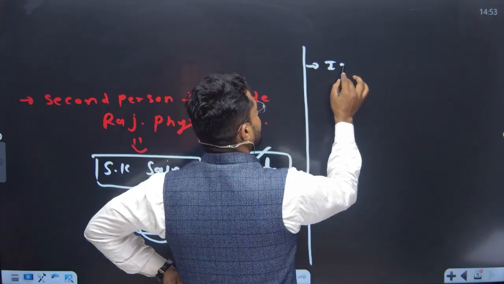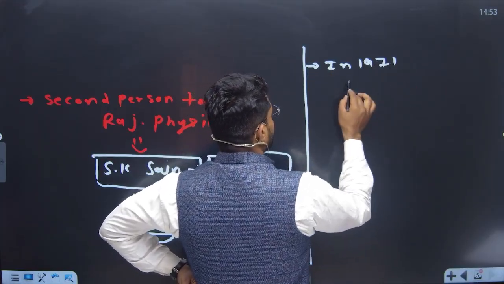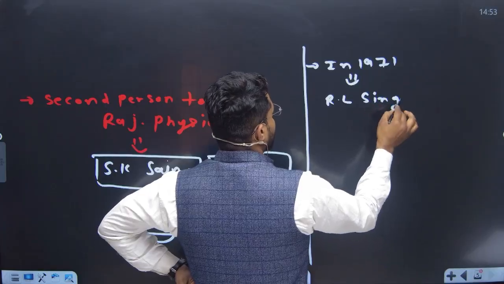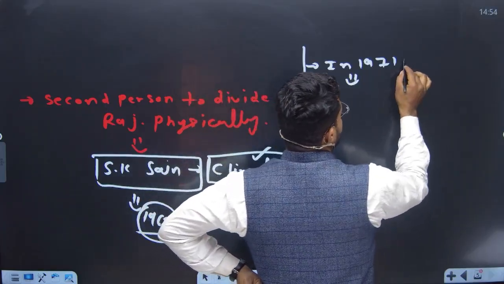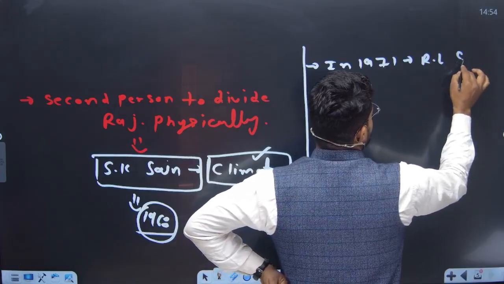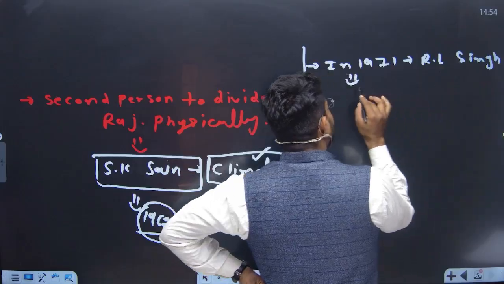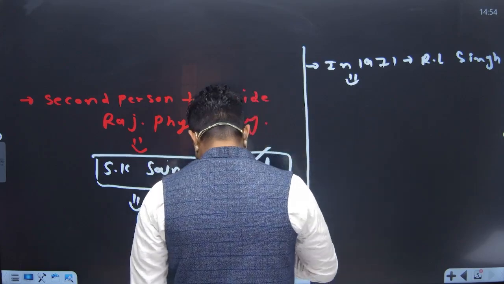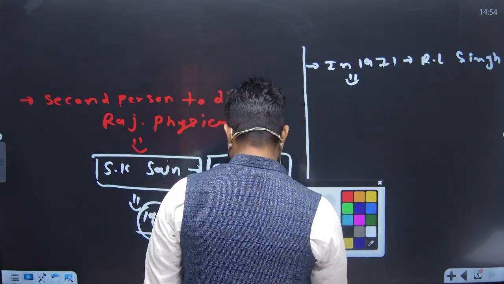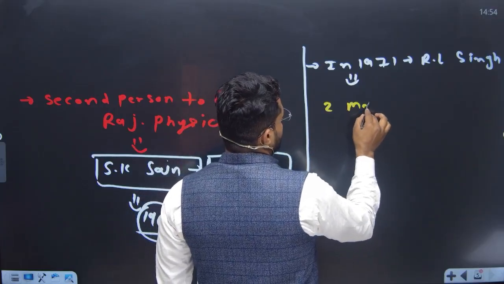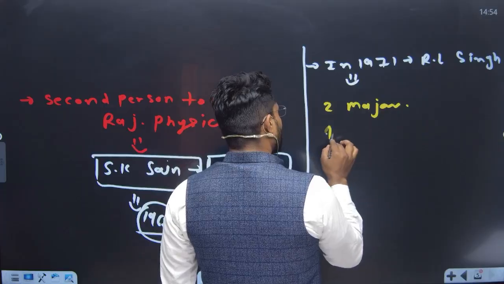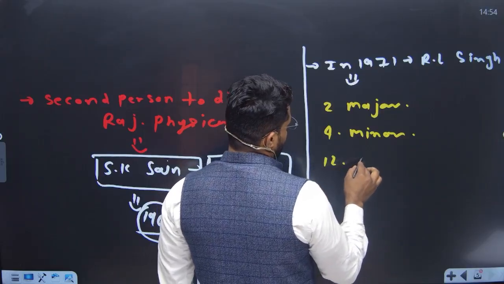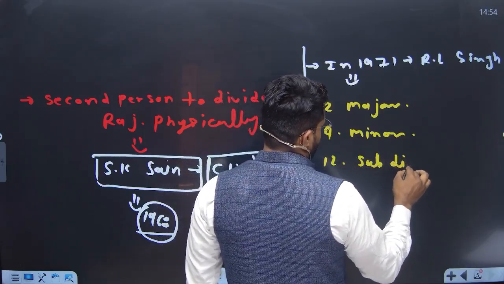Other than this, dear student, in 1971, R.L. Singh also divided Rajasthan physically. He divided Rajasthan into 4 minor and 12 subdivisions.